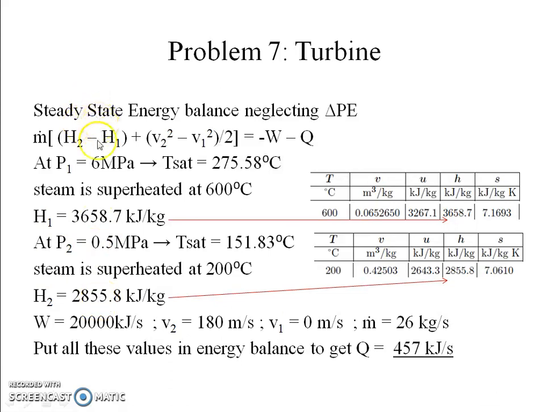Now I can put everything in this equation to calculate Q. So m dot is 26 kg per second, H2 is this value, H1 is this value, V2 square is 180 whole square, V1 square, V1 is taken to be negligible, W is 20,000 kilojoules per second. So putting all these values in energy balance, we get the value of Q as 457 kilojoules per second.